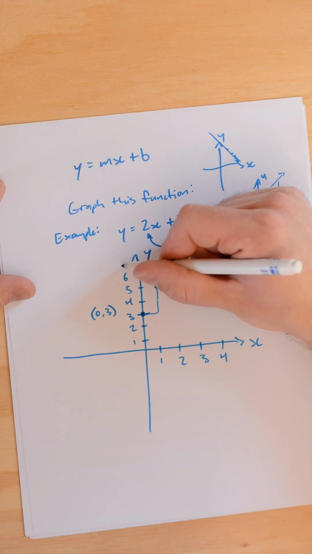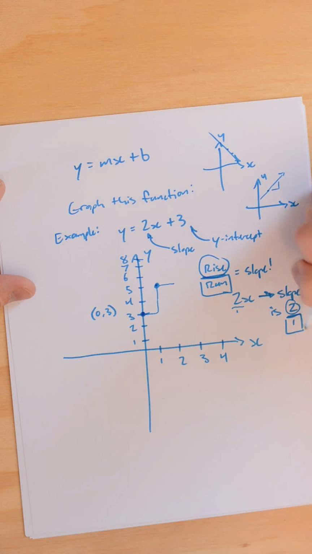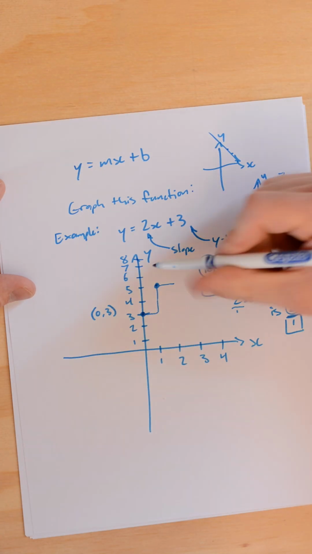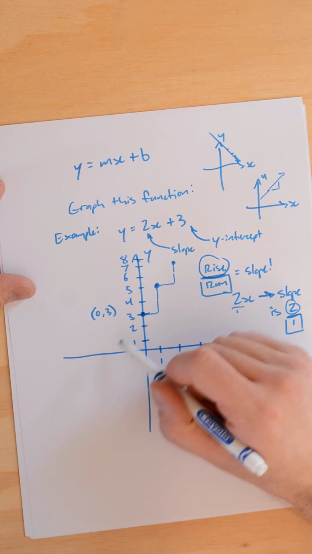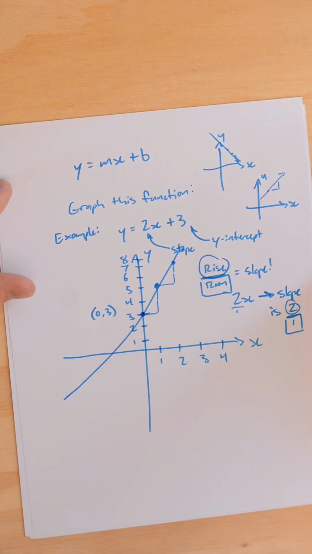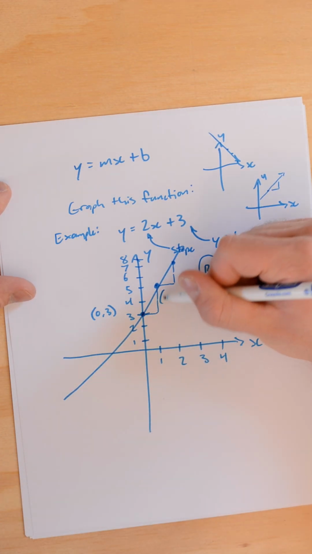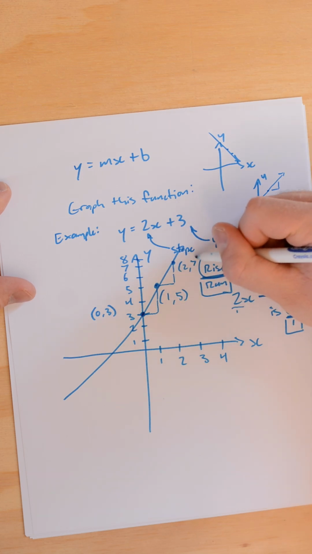If I wanted to continue, I can make my graph a little bit bigger. I'm going to go over 1. That's my run. My rise is still 2, so I'm going to go up 1, 2. That's my next point. And I can go ahead and draw a line through my points. It should be a straight line. And our points would be (1, 5), (2, 7).